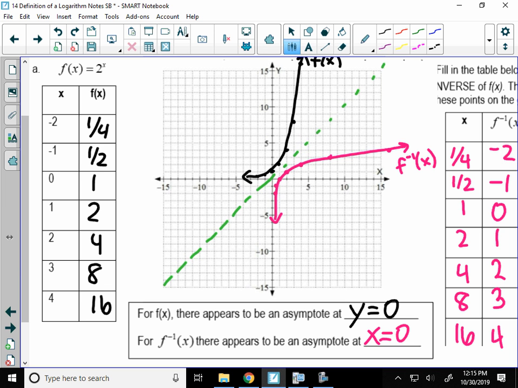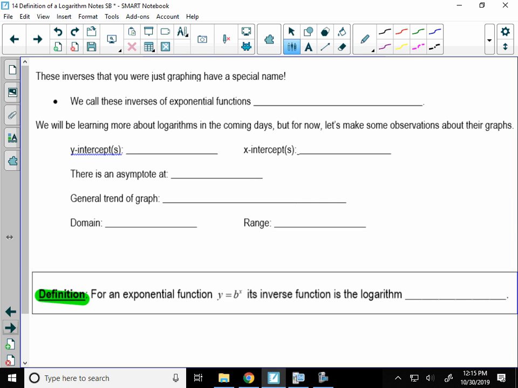Now we're going to skip the second graph. Do you trust me that the bottom one's going to look kind of like this? Yes, I would trust me. Let's flip the page. Let's answer some questions about logarithms real quick and their graphs. So this is a really important thing to internalize, and I'm going to talk about it a lot the next couple days. The inverse of that exponential function is called the logarithm.